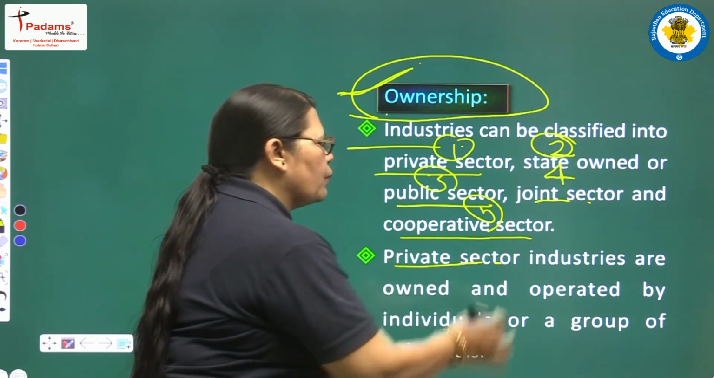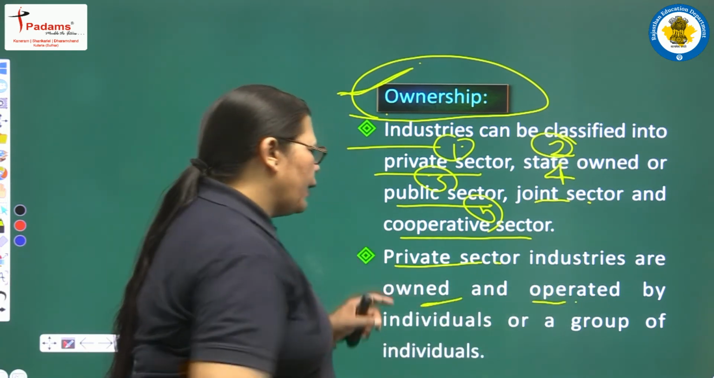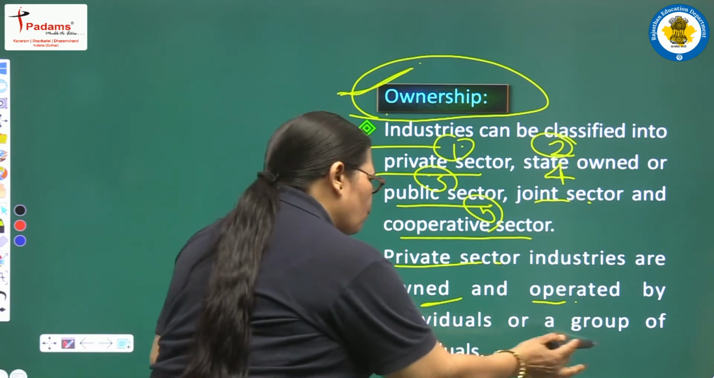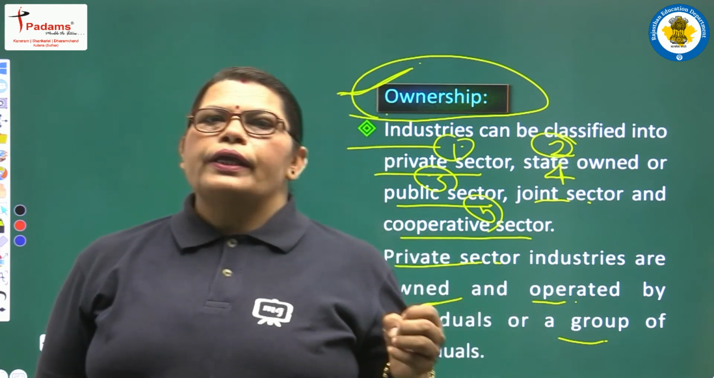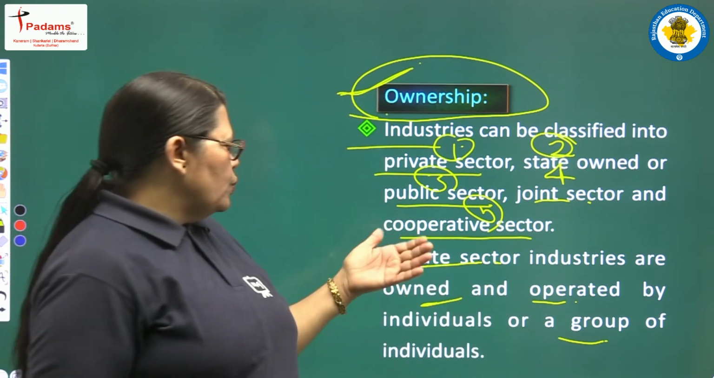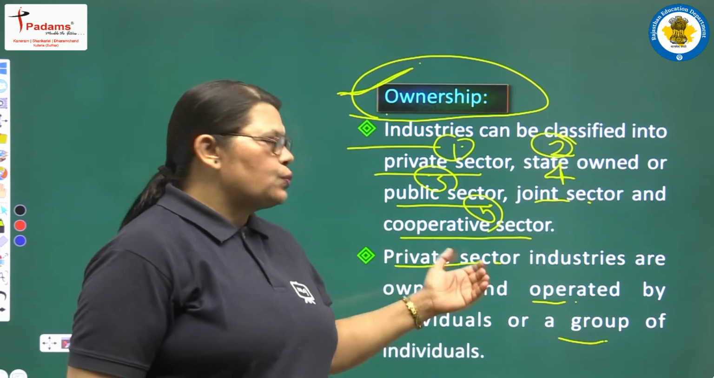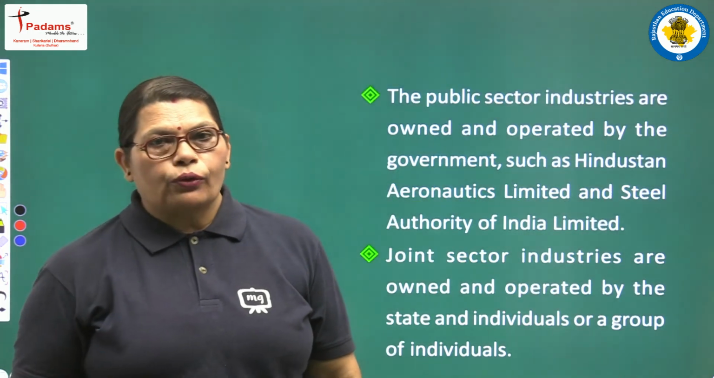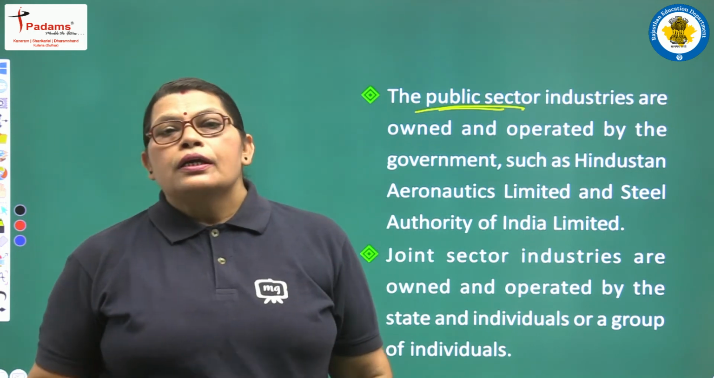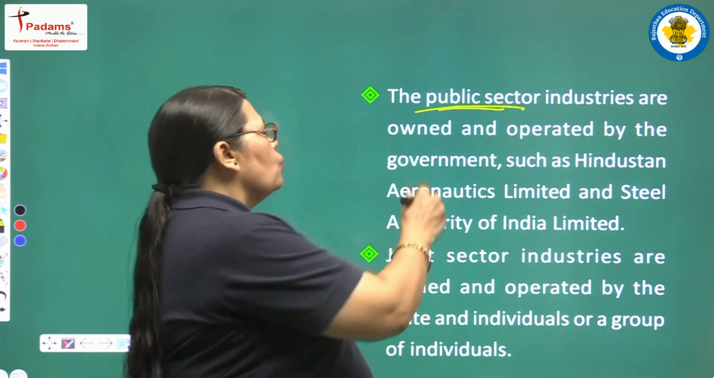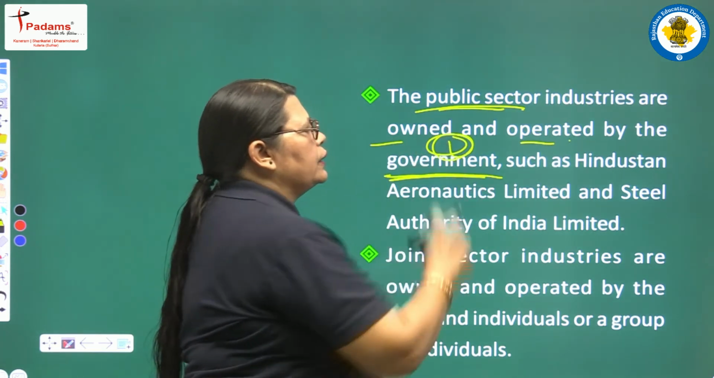When we are talking about the private sector, industries are owned and operated by individuals or a group of individuals. So private sector industries are controlled only by a single individual or a group of individuals. When we are talking about public sector industries, they are owned and operated by the government. All these are operated by the government.